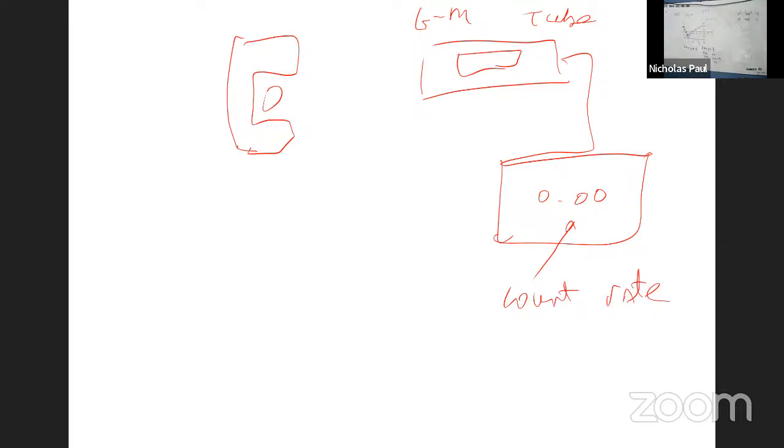Before you get a count rate of the radiation, what's the first thing you need to do? Before you bring in the radioactive sample, there is something you have to find first. You have to find the background radiation.